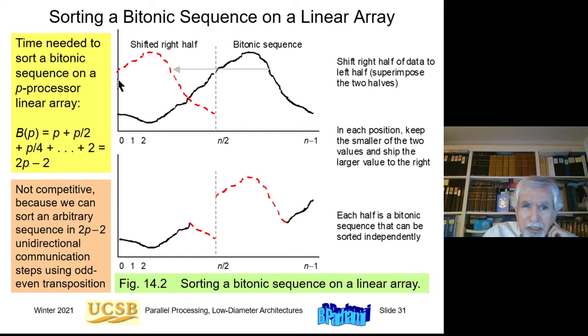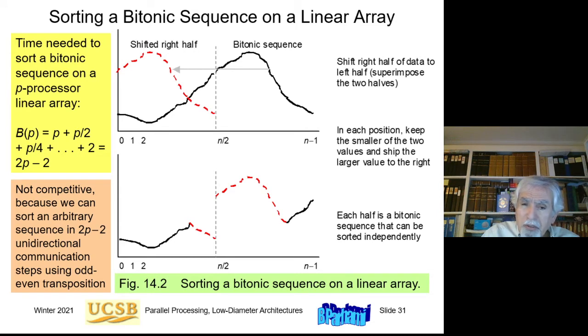Now, each processor compares the two values and keeps the smaller of the two. So this black value and this red value are compared. The smaller value is kept, and the red value is sent back to the right half. The next processor keeps the black, sends the red value to the right. So up to this point, the red value is larger, so it ends up going to the right, and the black value is kept on this half. From this point, the red value is smaller, so the red values are kept here, and the black values, which are larger, are sent to the others.